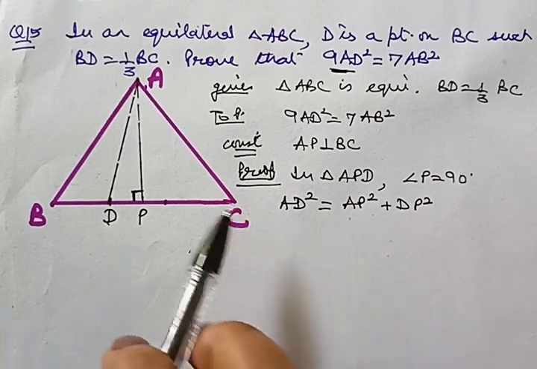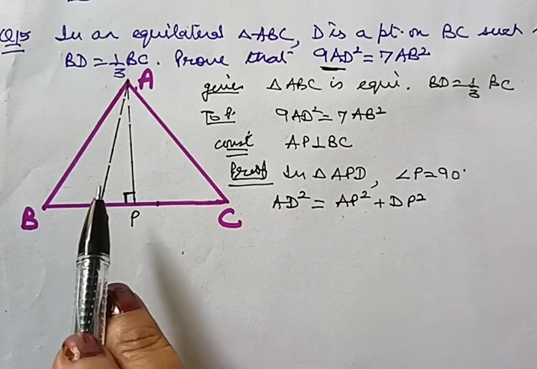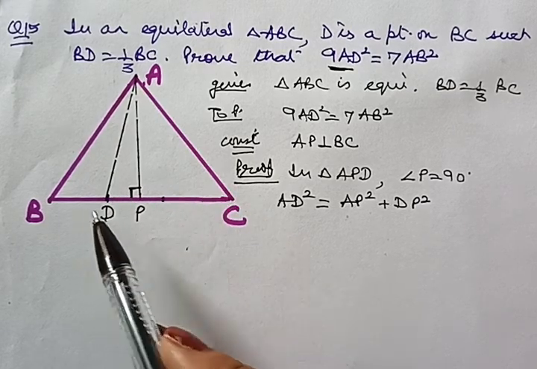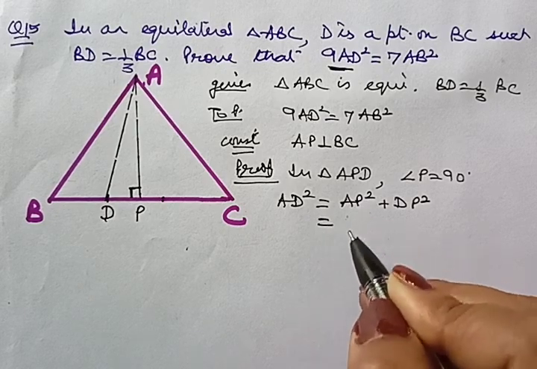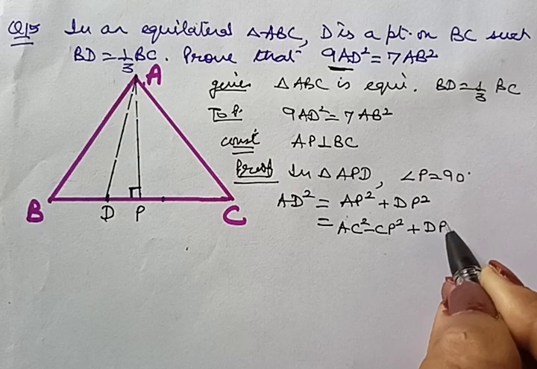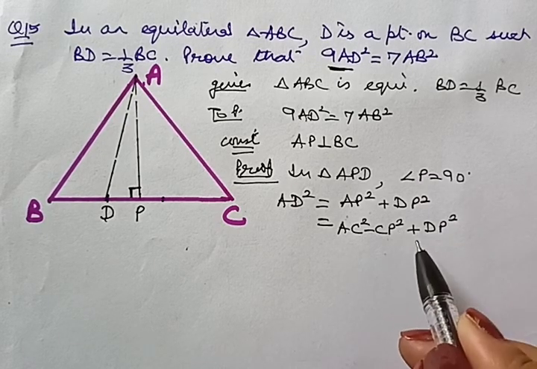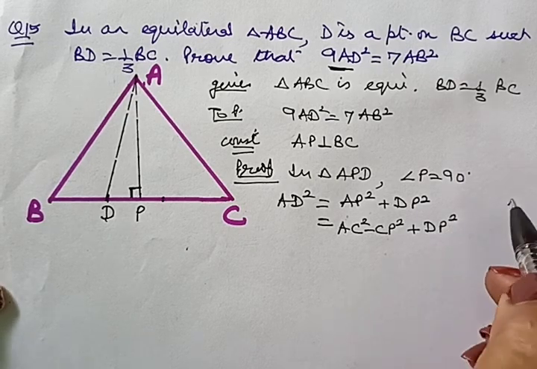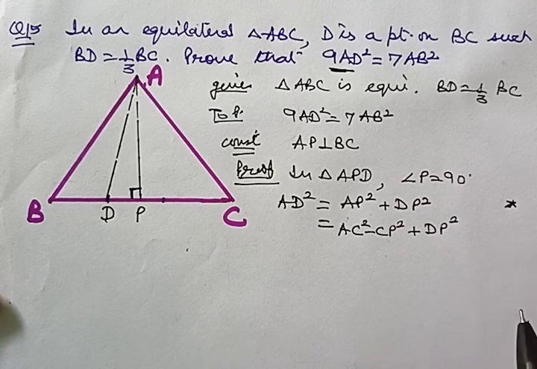Now you see, I don't want AP. In place of AP, I want AB, right? And AB and AC are equal. So you may take AC, you may take AB. It is one and the same thing. You may take any one of them. So I can replace AP square by AC square minus CP square and plus DP square as it is. After this, believe me students, if you have understood these two steps, your question is done. Because after this, what I am going to tell you is purely algebra and calculations.